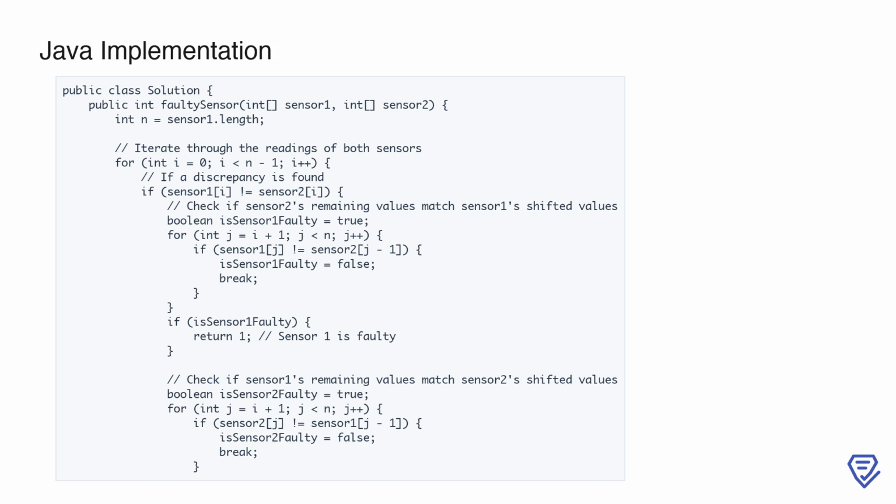To test if sensor 1 is faulty, we assume it is and iterate through the remaining values of both arrays. Specifically, we check if the values in sensor 2 match the shifted values of sensor 1. If we find any mismatch during this comparison, we conclude that sensor 1 is not faulty by setting the isSensor1Faulty flag to false and breaking out of the inner loop. If the flag remains true, we return 1, indicating that sensor 1 is faulty.